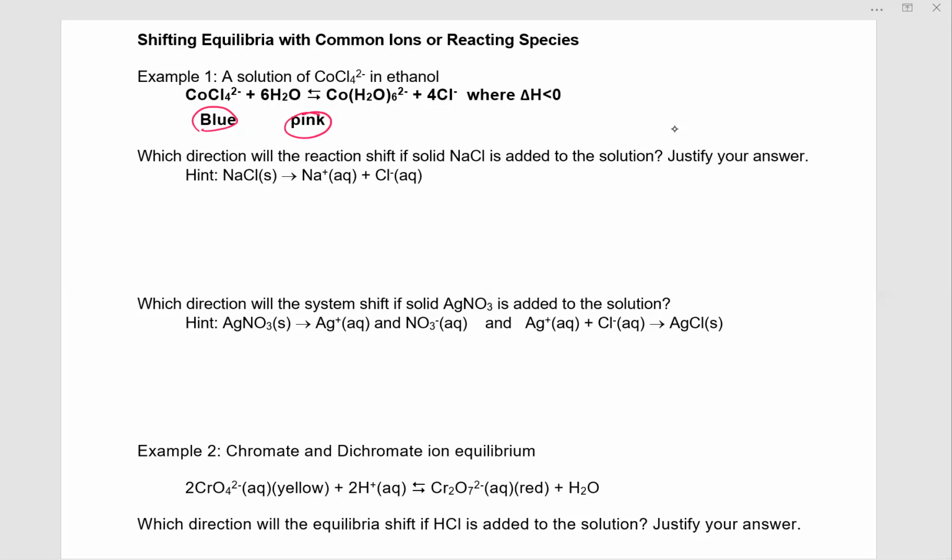So here's the question. Which way will the reaction shift if solid sodium chloride is added to the solution? Justify your answer. So here's a hint. Sodium chloride is soluble. If we put it in water, it's going to dissociate completely to form sodium ions and chloride ions. So what that means is we have added chloride ions. So the reaction is going to shift to consume the extra chloride ions.